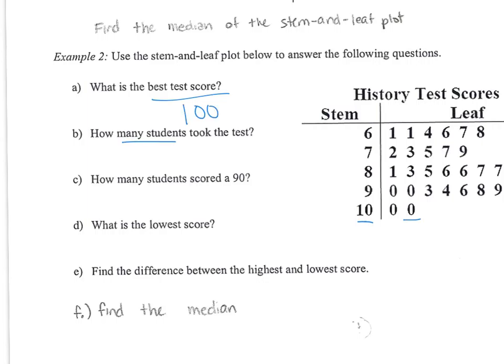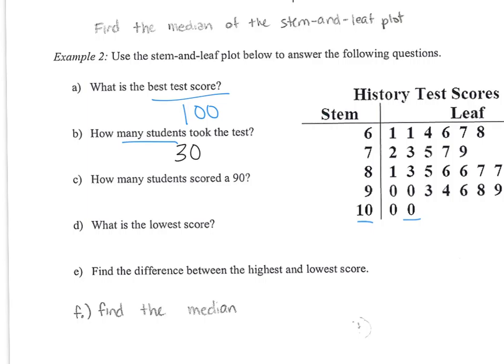How many students took the test? So to do that, what you're going to do is you're going to count the leaves. So you're just going to count these digits. Don't count over here. This represents 61, 61, 64, 66, 67, 68. So we're going to count the leaves. So when I count all of these, not here, count these, I get 30.